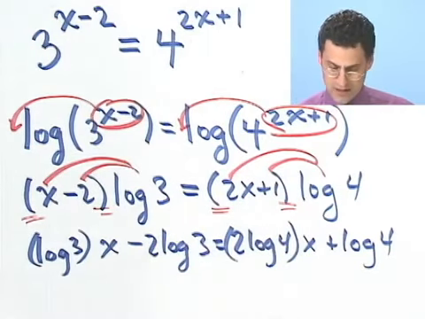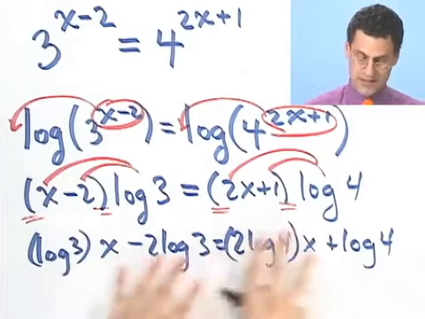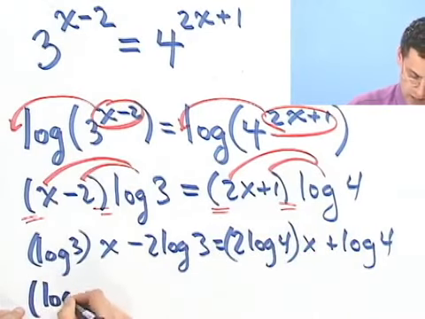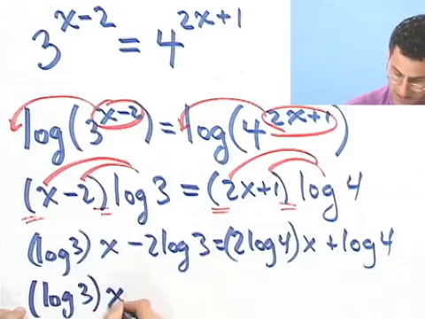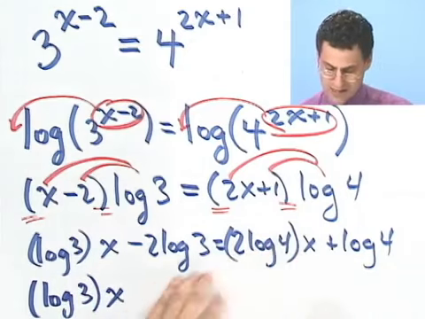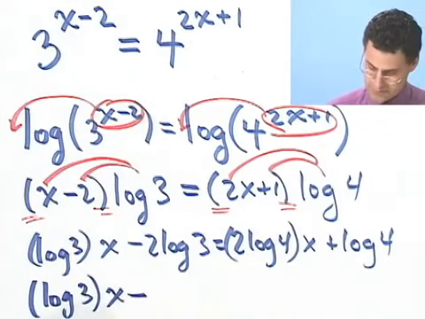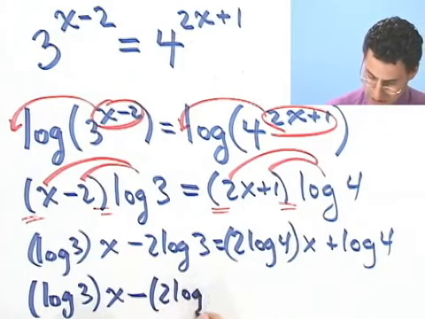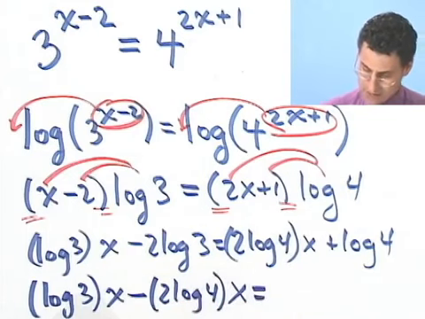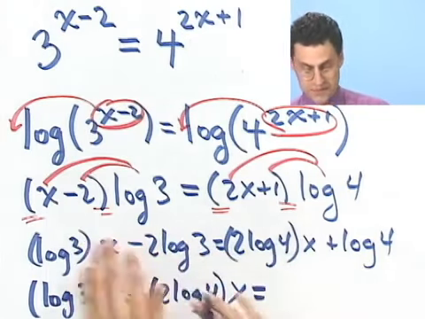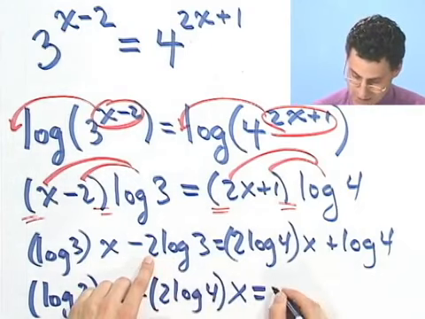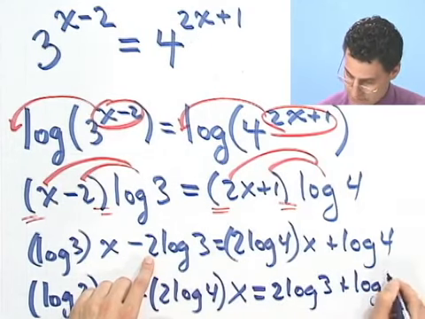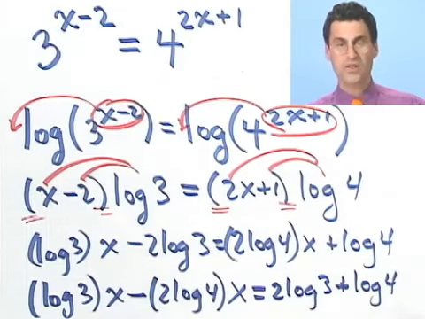OK, well, now what can I do here? I want to solve for x. So I'll just bring all the x's over to this side. And if I do that, I see log 3 times x. And then I have a minus. I subtract this, so I have minus 2 log 4 x. And what does that equal? Well, I'll bring the constant stuff to this side. So I'll see a 2 log 3 plus log 4.